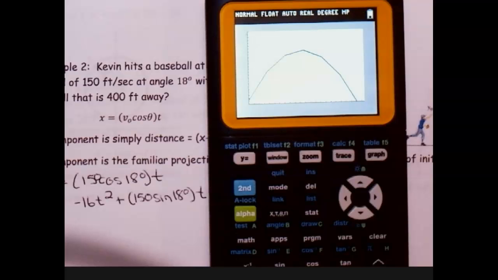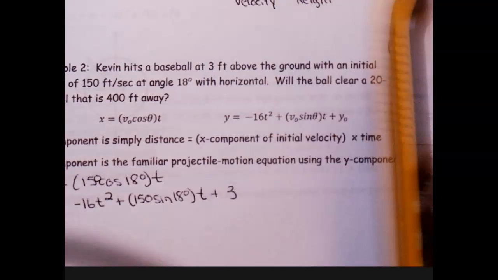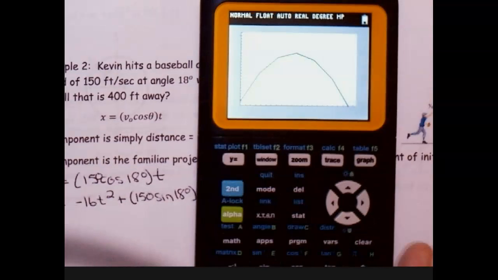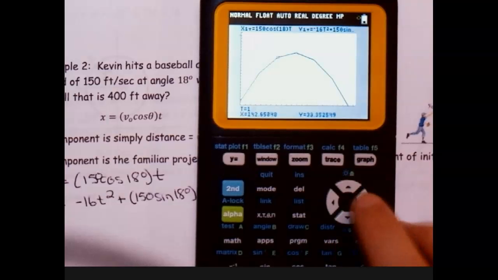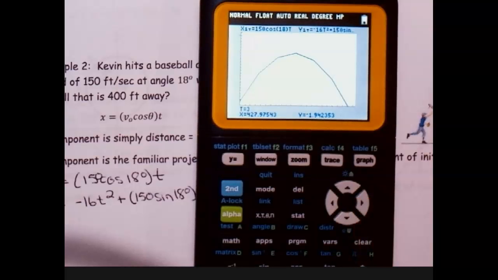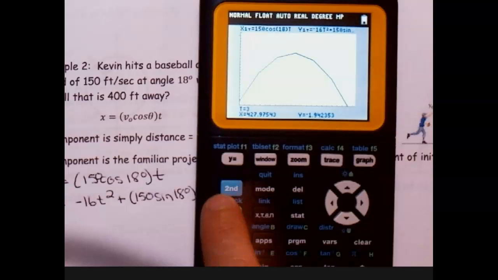Okay, a little bit better. So the question is, when this ball is thrown, will it clear a 20-foot wall that is 400 feet away? Well, we could try using the trace button. Now notice it's counting by 2.5 seconds. So I could go and change that step if I wanted.